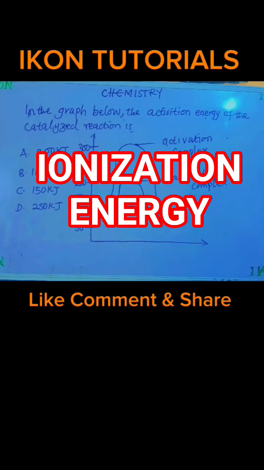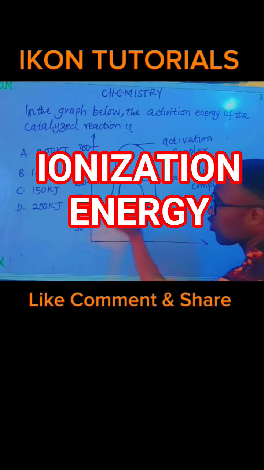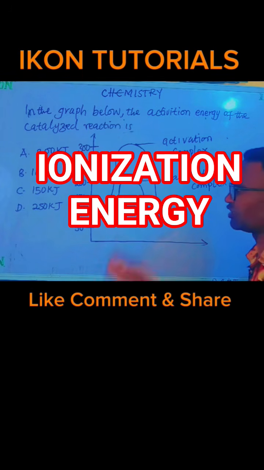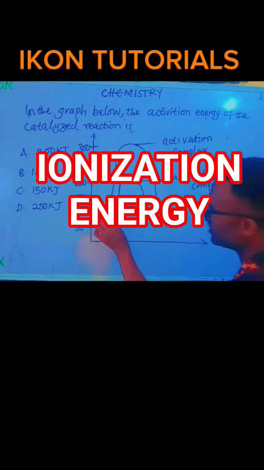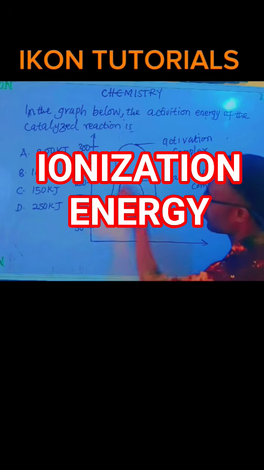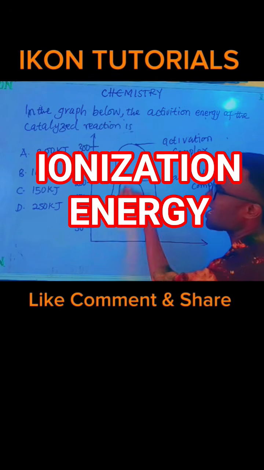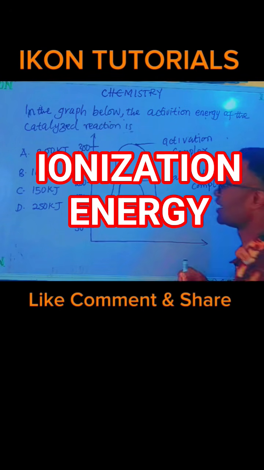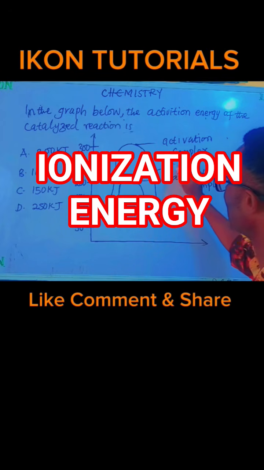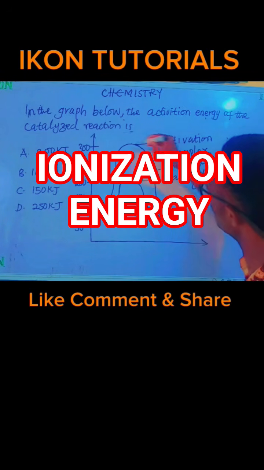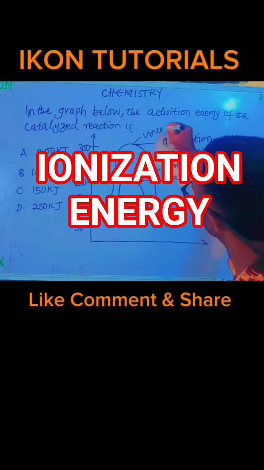So I said we have activation energy of the catalyzed reaction. When you add catalyst in a chemical reaction, it lowers the activation energy. It lowers what? The activation energy. That means this one is the catalyzed, while this one is uncatalyzed. It lowers it. This one is lowered. That means this one is catalyzed, while this one is uncatalyzed.